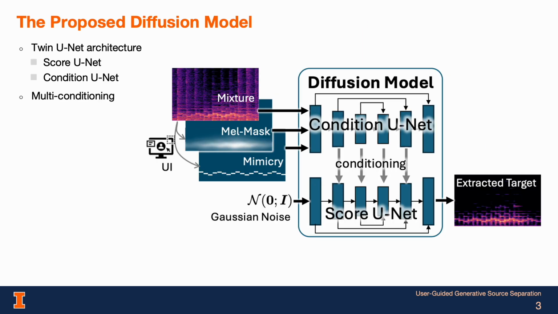Here's our proposed diffusion model. Our architecture uses a twin unet design. The score unet is responsible for the generation part, and it functions as the standard diffusion backbone, while a parallel conditional unet is responsible for all the additional inputs. Here we have mixture, mel, mask, and mimicry.